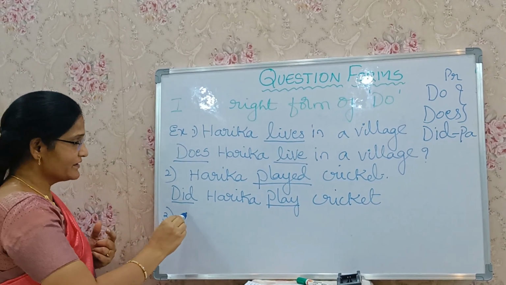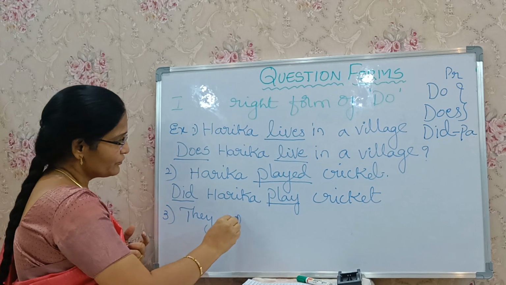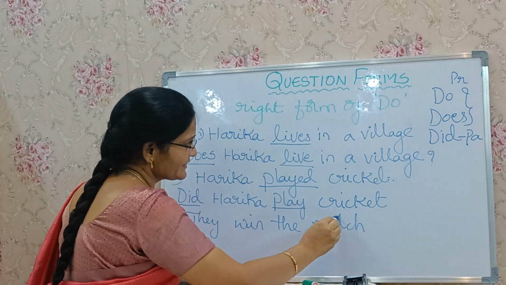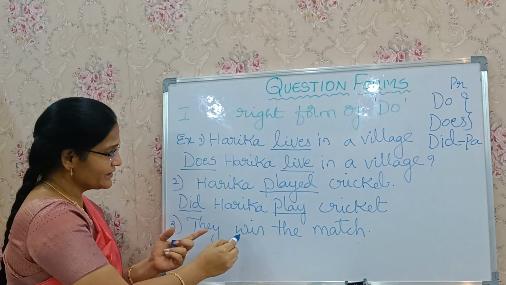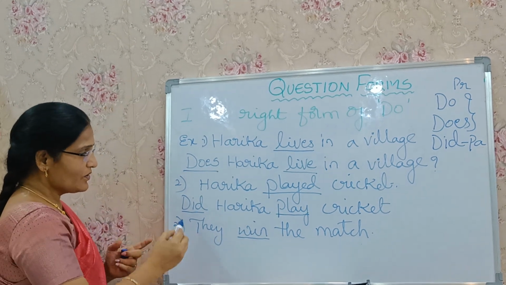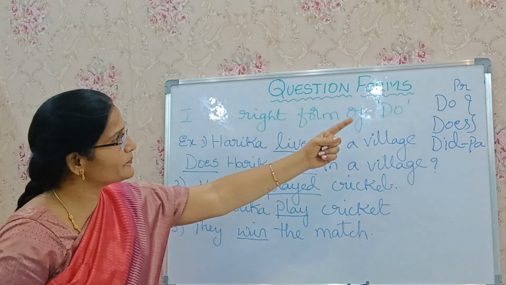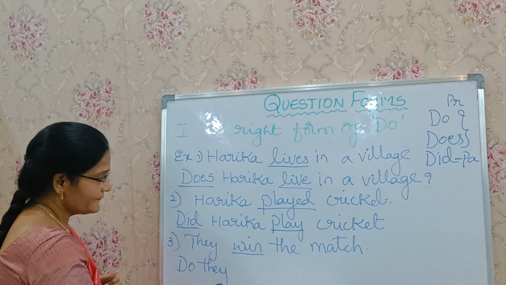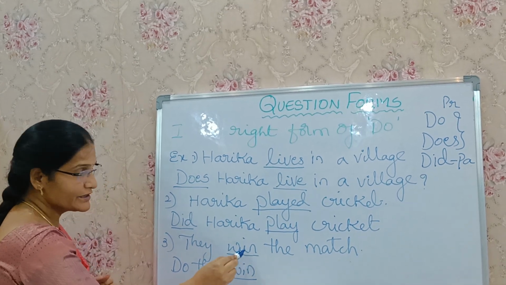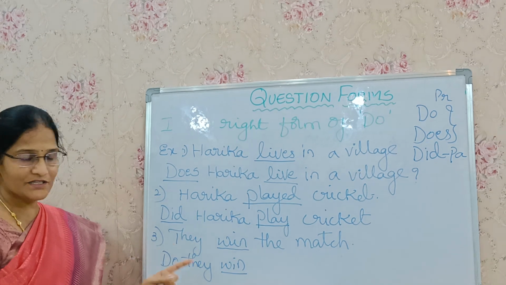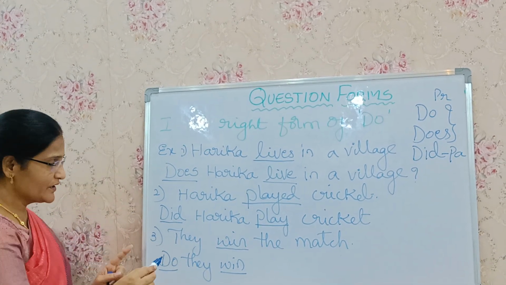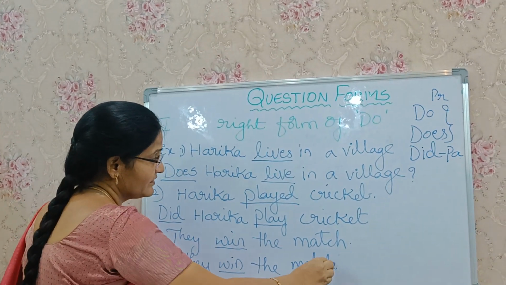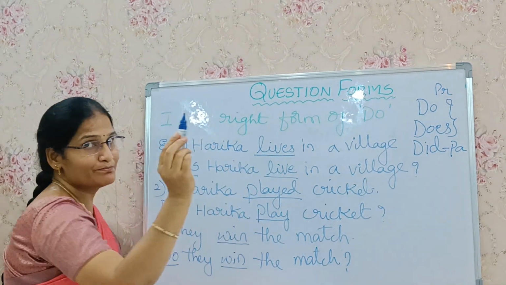One more example I give here: They win the match. Look here, the subject is plural and here the plural verb is used. Now how do we change it? Accordingly, the plural form of the do form of the verb we have to take: Do they win the match? Here there is no change in this verb because it is already in the present. We are not supposed to change it in any form. A question mark is a must.